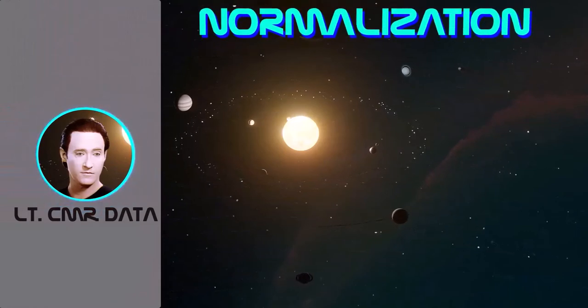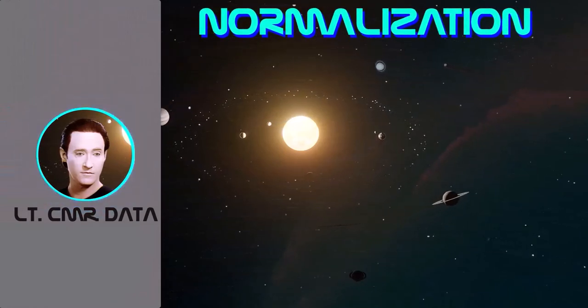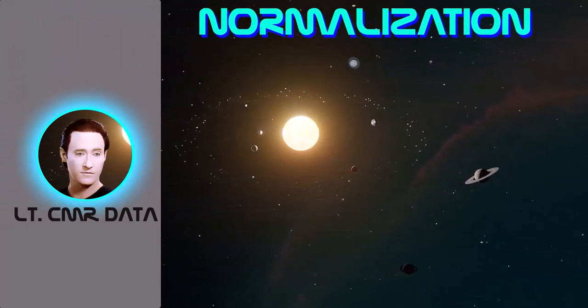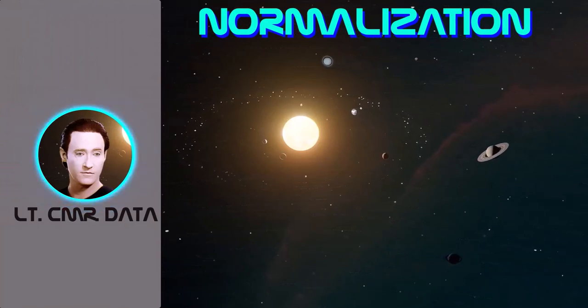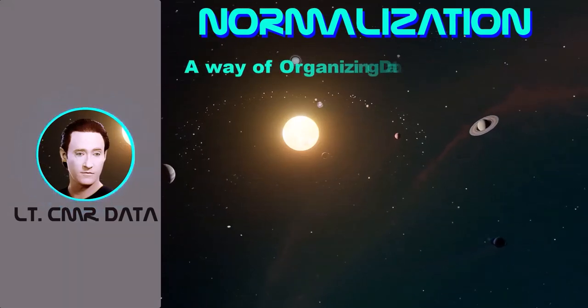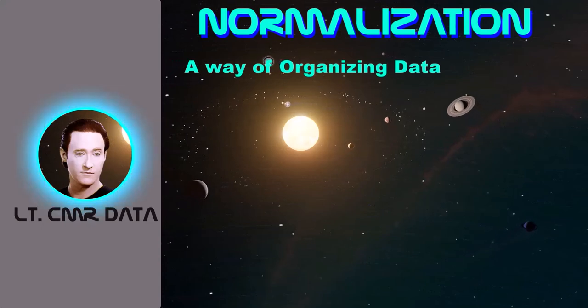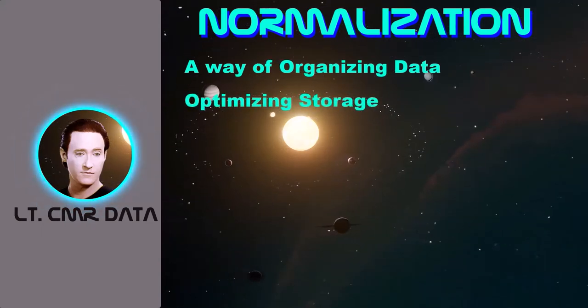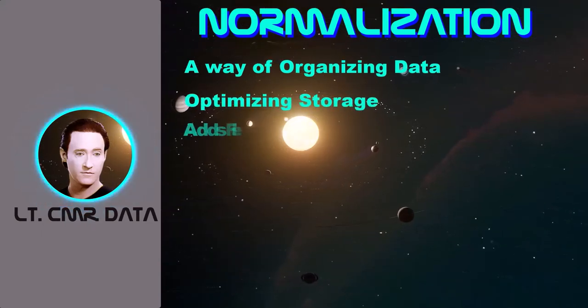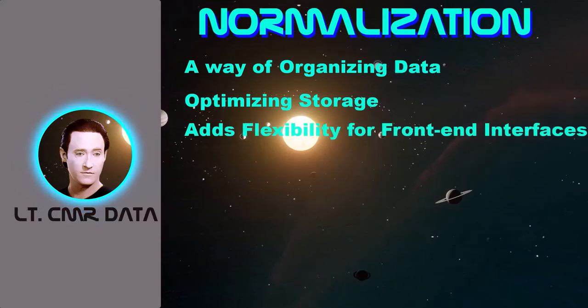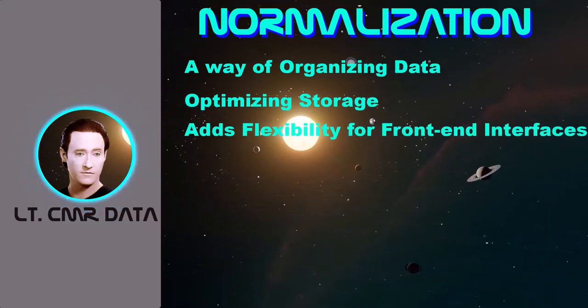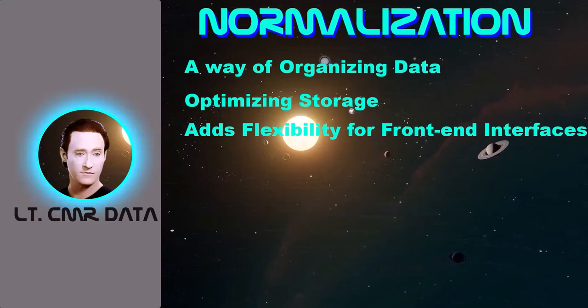When a database is designed, the data is structured for optimal storage and use within the program. That means the data is normalized. Normalizing data is a way of organizing your data, and it supports the design by optimizing storage. Normalization of data also adds flexibility in working with the data to support the design of front-end interfaces.